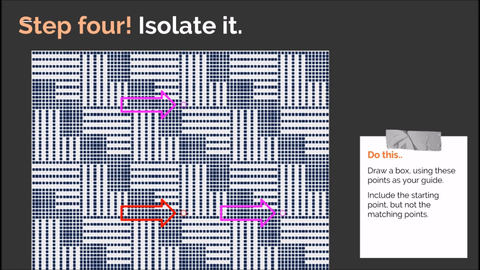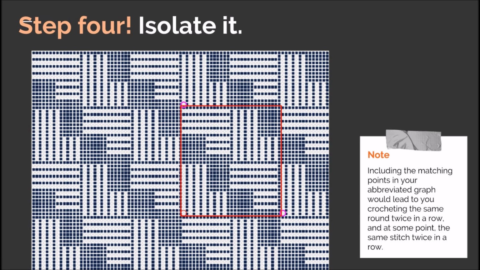Draw a box using these points as your guide. Include the starting point within your box, but be sure that you leave the matching points, the purple ones, out of the box, like this. See how the matching points are just barely outside of this box here. Including the matching points in your abbreviated graph would lead you to crocheting the same round twice in a row and at some point the same stitch twice in a row. In other words, it would mess up your pattern.